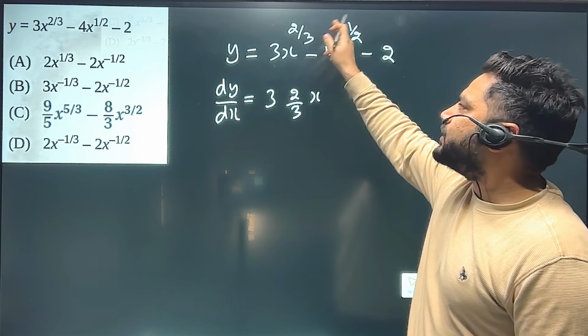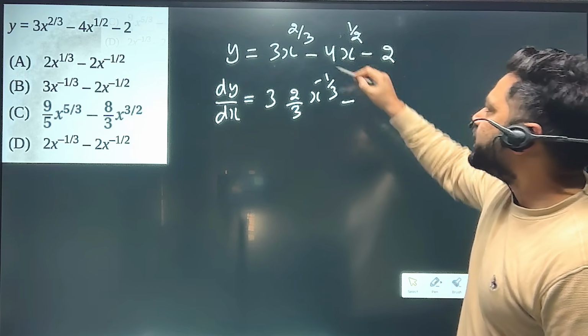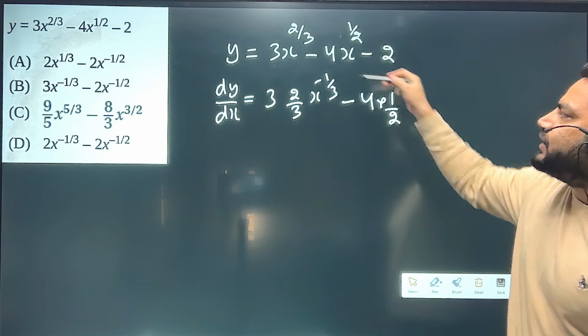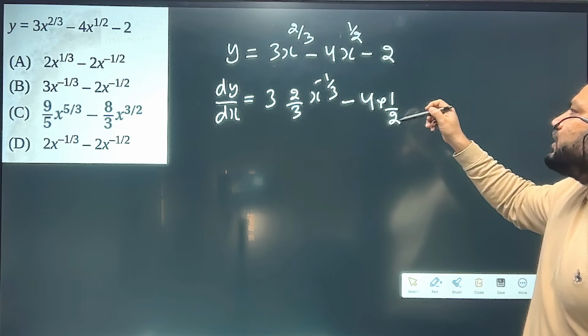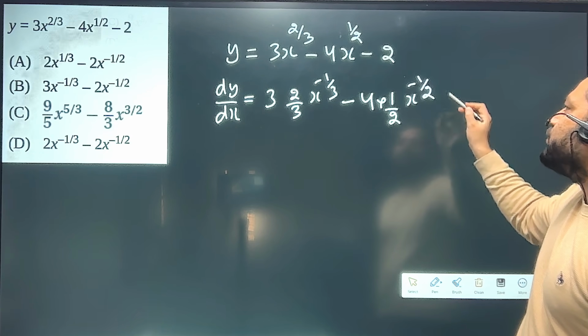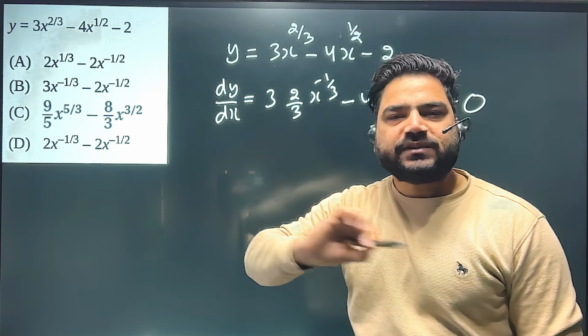If you subtract 1 from 2 by 3, it will be minus 1 by 3, then minus. Again the same pattern will follow here. 1 by 2 power will come ahead. This 4 will remain same, as 3 was same here. So the power will remain same, and we have to subtract one from the power, so it will be minus 1 by 2, and minus 2 is a constant. Its differentiation is 0.